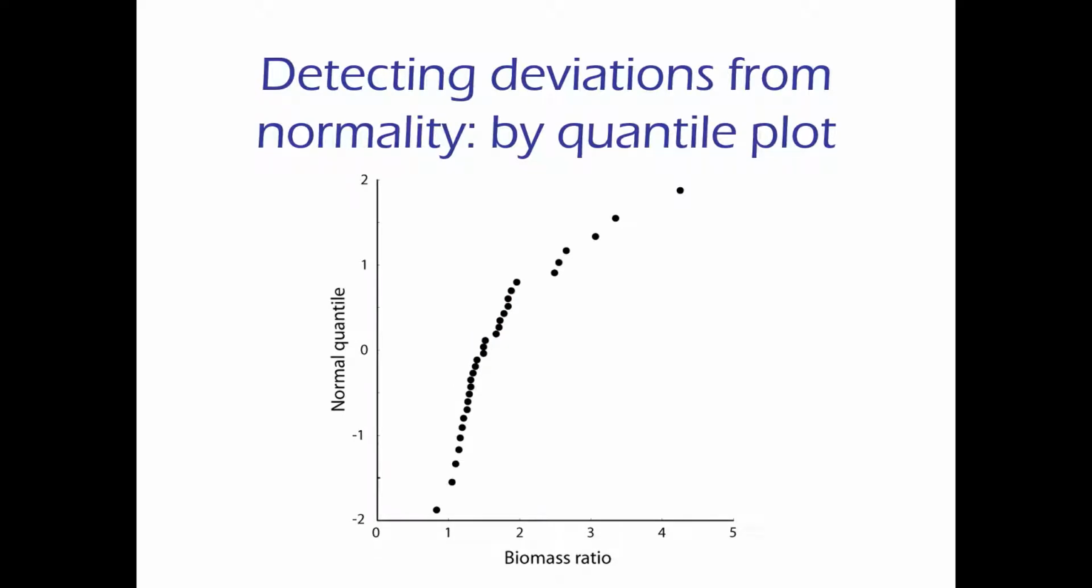Now, let's plot the same data into a QQ plot and see how it looks. Here, the x-axis shows the actual value of the variable, which is the biomass ratio here. The y-axis shows the value of an expected normal distribution. We already know that the data is not normally distributed. What the QQ plot shows here is that the dots form a curve. So we can see a curve here.